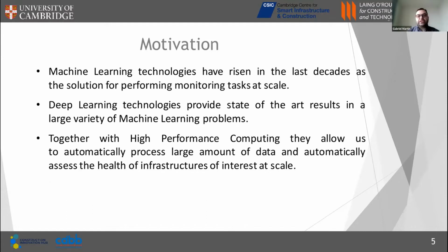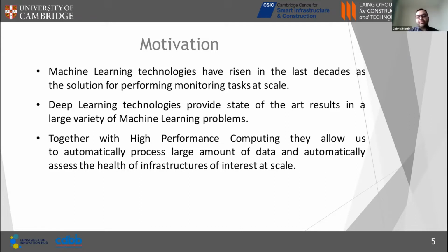The way to achieve this is through machine learning technologies, which have risen in the last decades as the solution for performing these monitoring tasks at scale. And more specifically, deep learning technologies provide state-of-the-art results in a large variety of these machine learning problems.